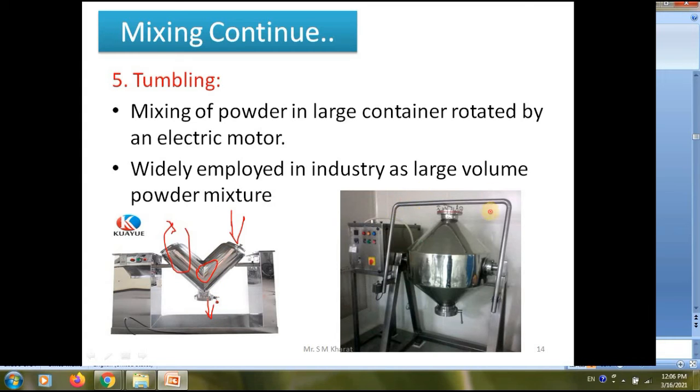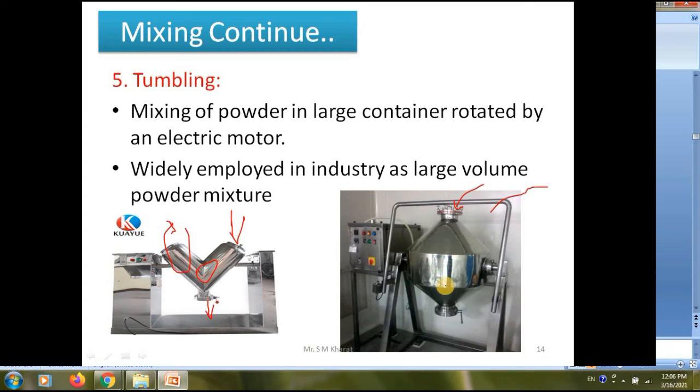Okay, so the second image with the same phenomena is attached over here. The second one is a cone shape or dumbbell shape tumbler. So in this part, this is the entry point of the powder.